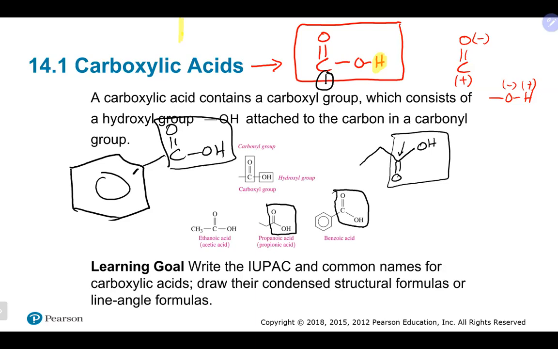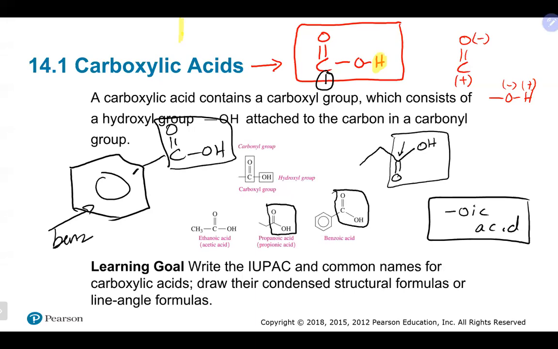In terms of naming, not too bad. It is an oic acid sort of ending. So you drop the last part of the name and put oic acid, much like everything else we've talked about. It is based off of the 10 alkanes. So you can drop the E and put oic acid at the end of it. So this one here, that is the benzene ring. And this would then be known as benzoic acid. And that would be the carboxylic acid name.